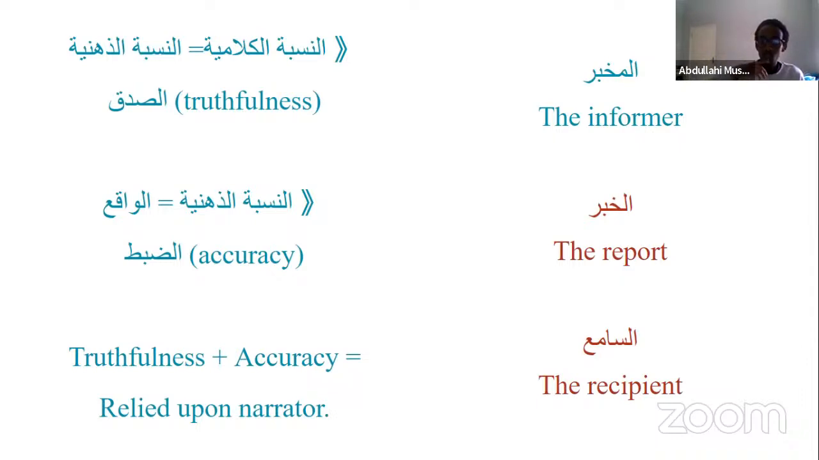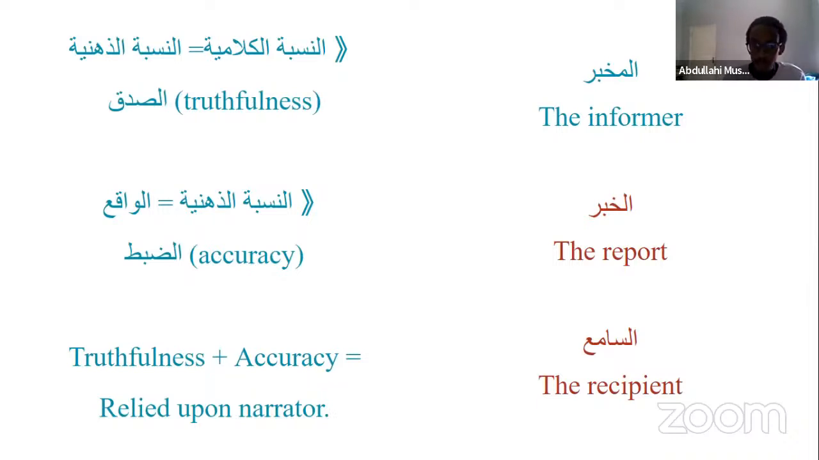And when there's a misalignment of what someone believes with what someone says, that's when they're lying. To lie is to know the truth, but to convey other than that to someone else. There's a misalignment in nisbatul kalamiyya with nisbatul dhihniyya. So someone who makes sure that what he says aligns with what is in his mind is someone who has truthfulness. But someone who's truthful is not enough for us to have confidence in the report.